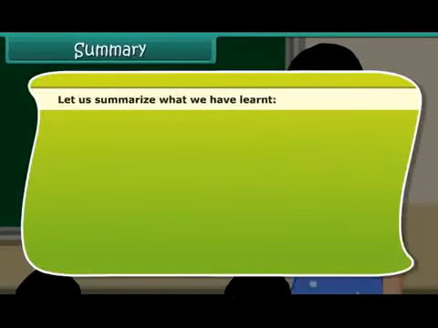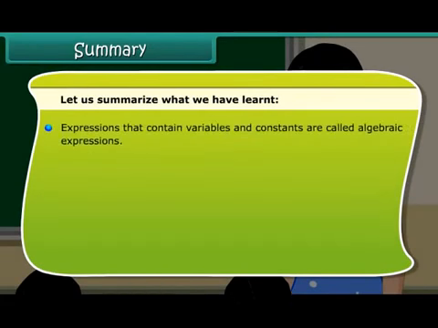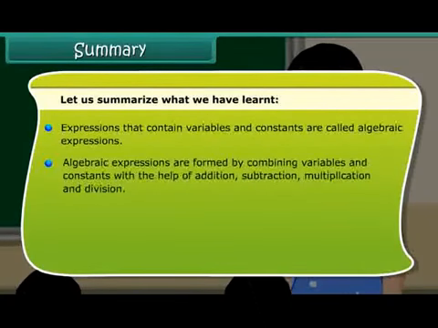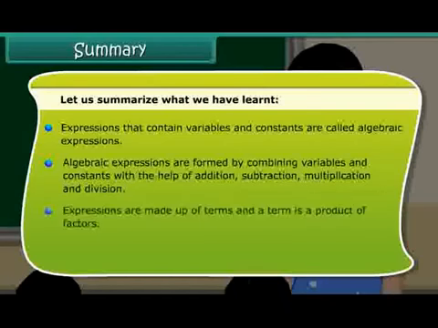Let us summarize what we have learned. Expressions that contain variables and constants are called algebraic expressions. Algebraic expressions are formed by combining variables and constants with the help of addition, subtraction, multiplication, and division. Expressions are made up of terms, and a term is a product of factors.